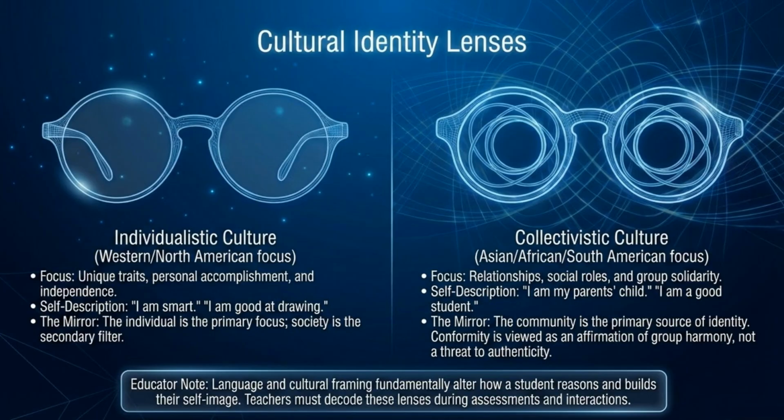Society is a backdrop. In collectivistic cultures, broadly associated with Asian, African, and South American traditions, identity is organized around relationships, roles, and group belonging. The same "who are you" question might be answered with, I am my parents' child. I am a good student. Here, conformity isn't a threat to authenticity. It's an affirmation of harmony. Neither framework is superior, but they lead to fundamentally different ways of reasoning, different responses to praise and criticism, and different ways of building a self-image.